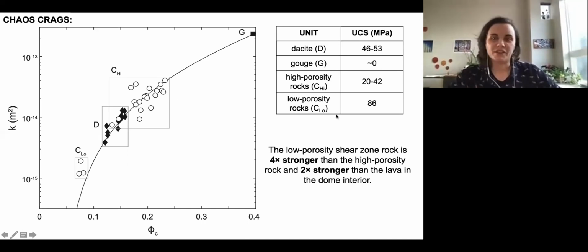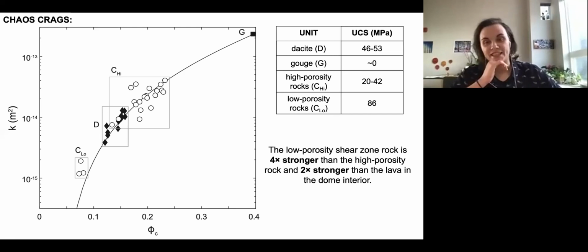I was also able, in this case, to actually measure strength. We don't have to talk about whether or not I can scratch it, which is great. So the measured uniaxial compressive strength of the dacite is about 50 MPa. The high porosity rocks tended to have a measured uniaxial compressive strength of about 20. There was one that we measured at 42.